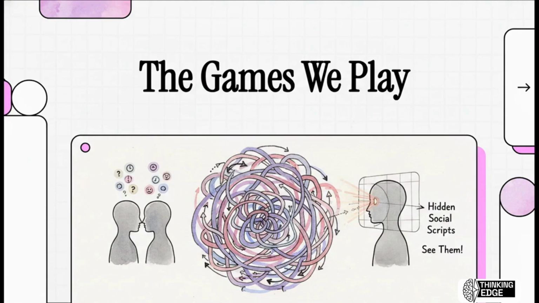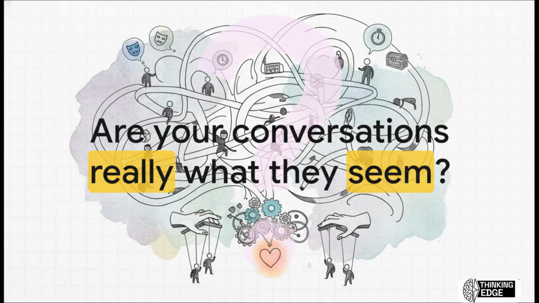You ever walk away from a conversation and just get that weird feeling like you just ran in a circle, had the exact same argument you've had 10 times before, and landed in the exact same spot? Well, that's because people play hidden social scripts all the time. And in this explainer, you're going to learn how to finally see them. So what is really going on in those conversations?